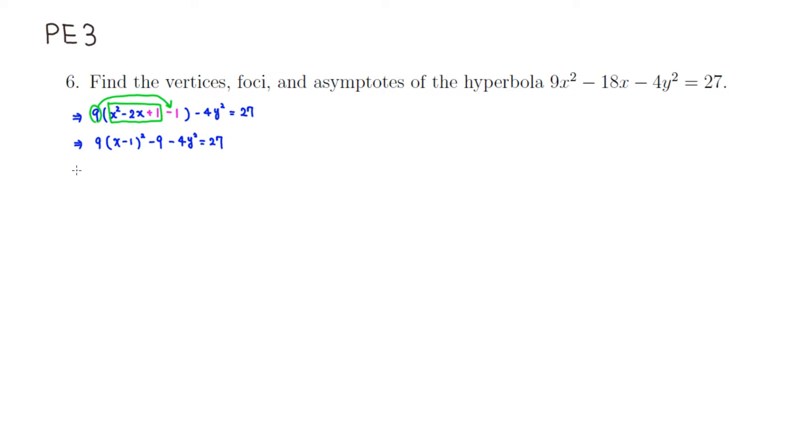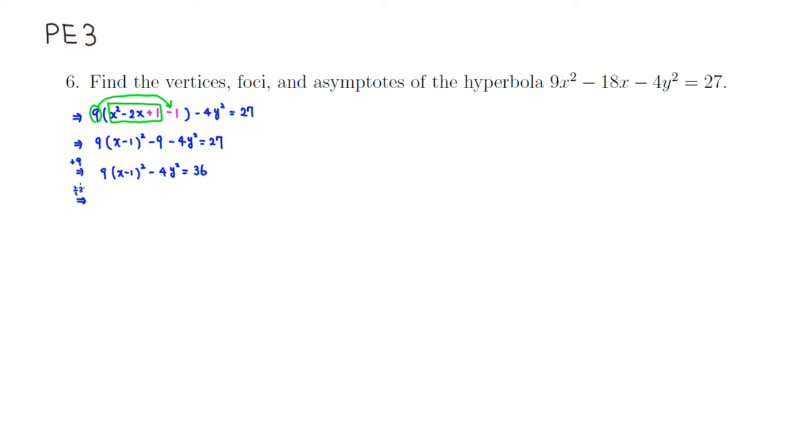Then I'm going to add 9 to both sides so that you have 9 times x minus 1 squared, minus 4y squared is equal to 27 plus 9, which is 36. Now I would like to have 1 on the right hand side, so I'm going to divide through by 36.